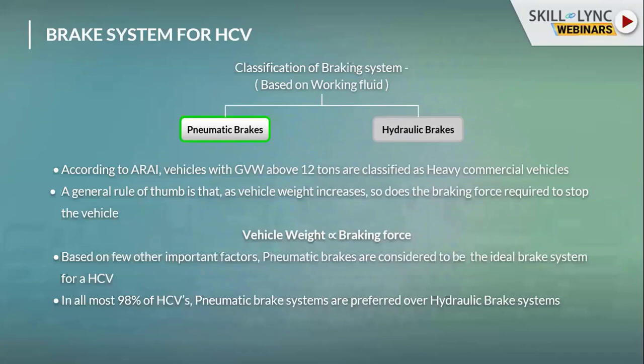Most of the heavy commercial vehicles in the market will be equipped with a pneumatic air brake system due to many important factors, like first, the reliability. It is more reliable when compared to a hydraulic brake for a heavy commercial vehicle. I am not saying the hydraulic brakes are less efficient or not reliable, but when coming to a heavy commercial vehicle, the pneumatic brakes are much more reliable compared to the hydraulic brakes. Next major thing is the air supply. When compared to the hydraulic brakes, the hydraulic fluid has to be topped up over a periodic time.